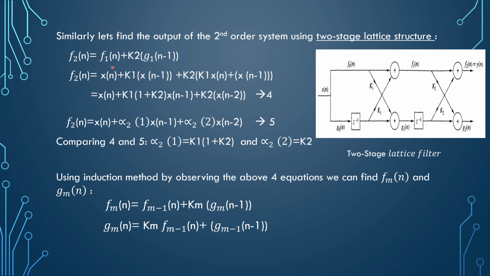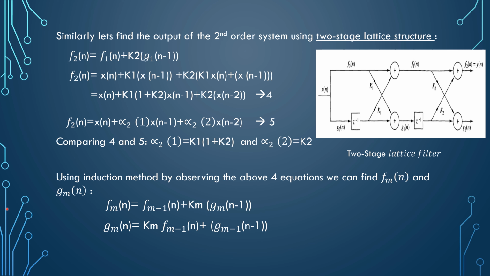By substituting the computed values of f1 of n and g1 of n, we can get the output as x of n plus k1 into 1 plus k2 times x of n minus 1 plus k2 times x of n minus 2. The output of the second order filter using the equation y of n equal to x of n plus sigma k equal to 1 to m alpha m of k into x of n minus k, we can get as x of n plus alpha 2 of 1 into x of n minus 1 plus alpha 2 of 2 times x of n minus 2. By comparing these two equations, we can observe that alpha 2 of 1 equal to k1 times 1 plus k2 and alpha 2 of 2 equal to k2.